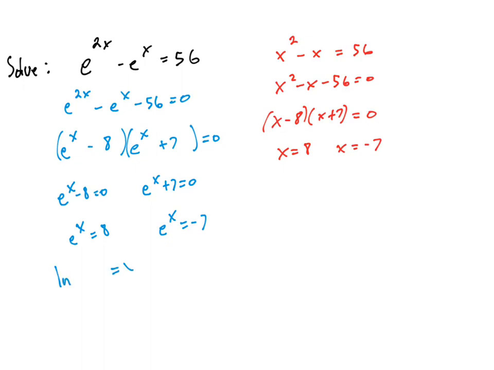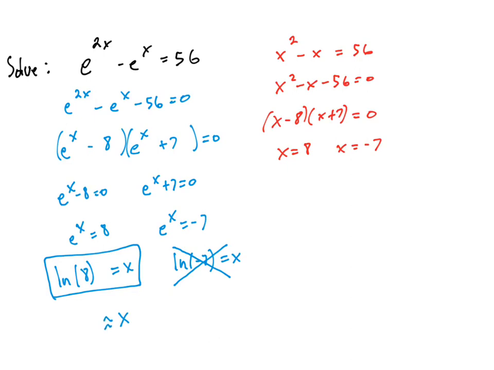Logs equal exponents, so this is just ln of 8 is equal to x, and then this one on the right is going to be ln of negative 7 is equal to x, but we can never take the logarithm of a negative value, so that is not going to be one of the solutions. So the only solution is ln of 8. And as an approximate solution, we get about 2.079.